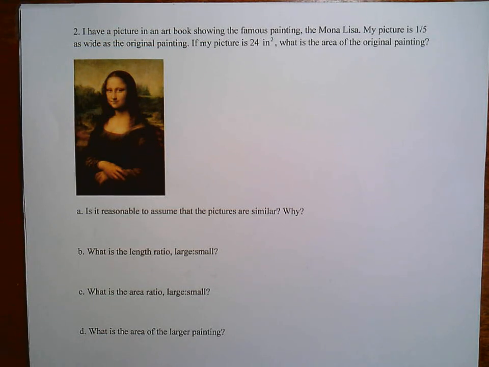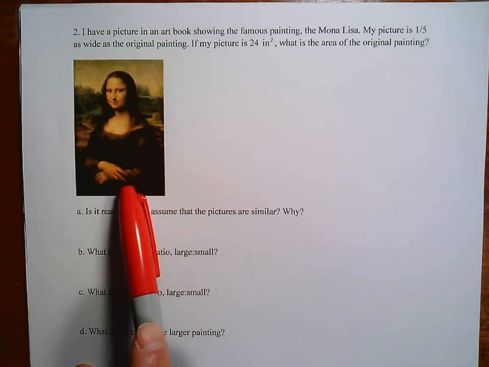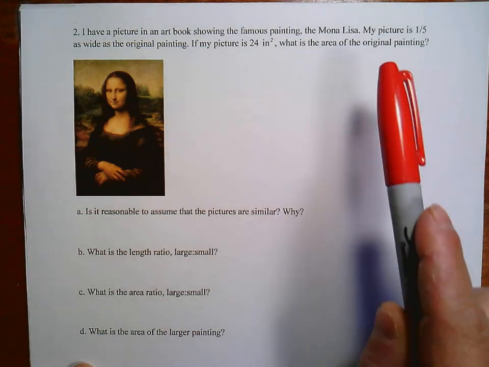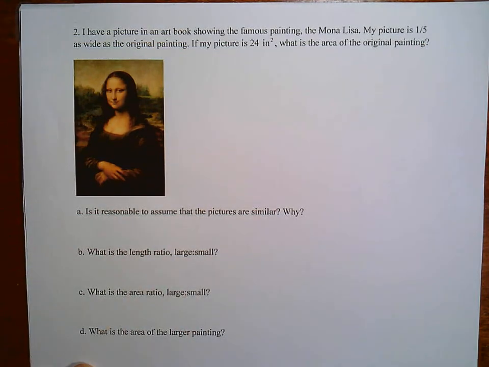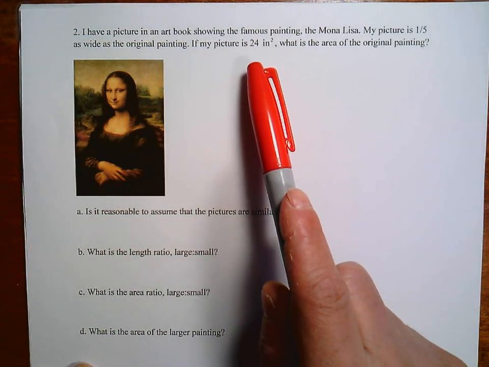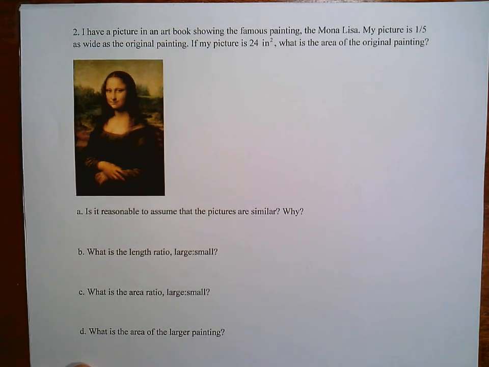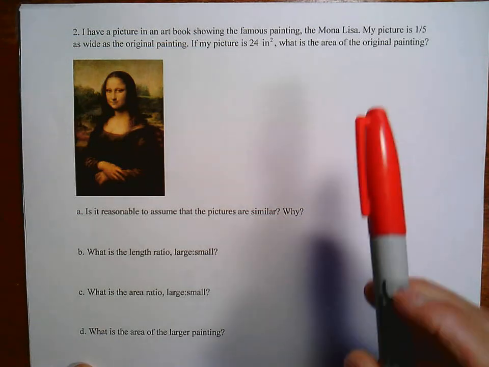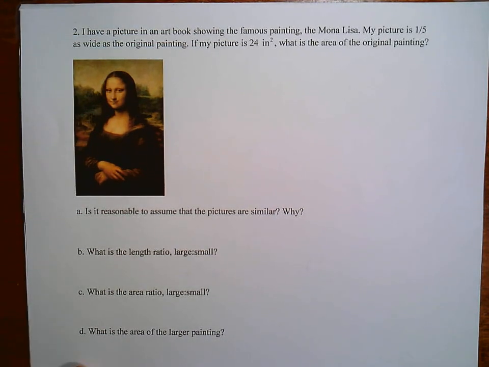Hello, I'm going to do number 2 on the activity sheet, the one with the Mona Lisa. Pretty nice problem that covers, I think, everything you need to know. So we have a picture of the famous painting, the Mona Lisa, in a book. It says the picture in the book is 1/5 as wide as the original painting, and it gives you the size of it. So the picture is 24 square inches. What is the area of the original painting?